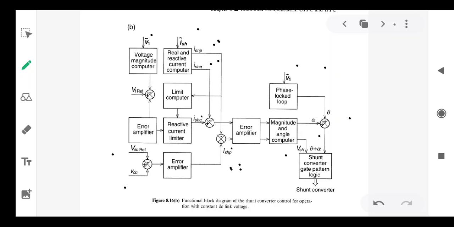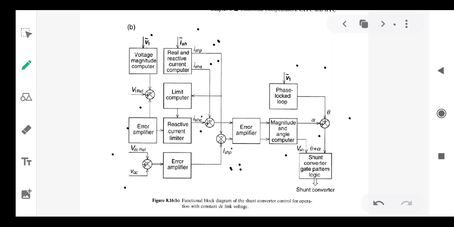Similarly here, from V1 we can get the voltage magnitude computer, which can be compared with V1 reference. That reference value and actual value can be compared and given to the error amplifier here. This error amplifier output is given to the reactive current limiter. So you will get ISHQ, this is the reference signal ISHQ, and this is the actual ISHQ. So when both are compared, the error is given to the second error amplifier.